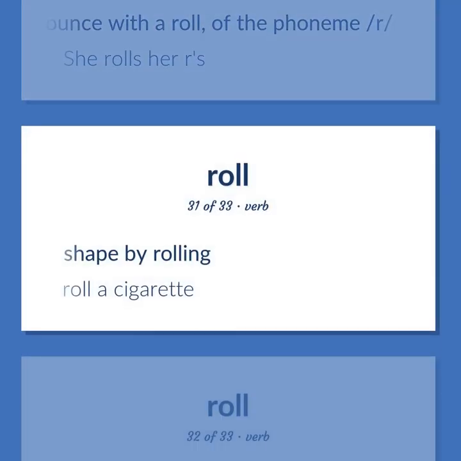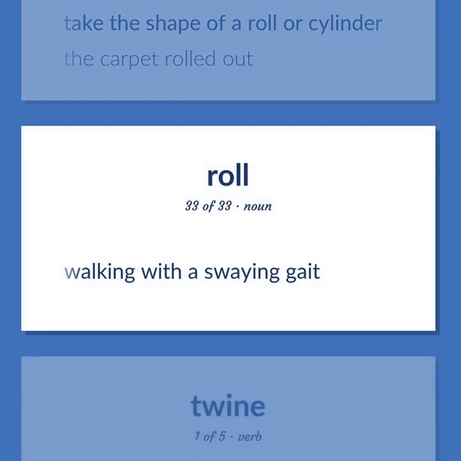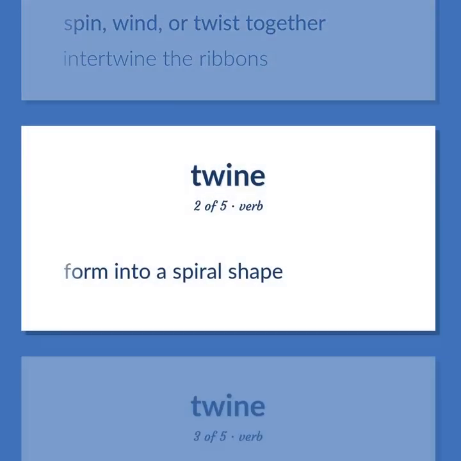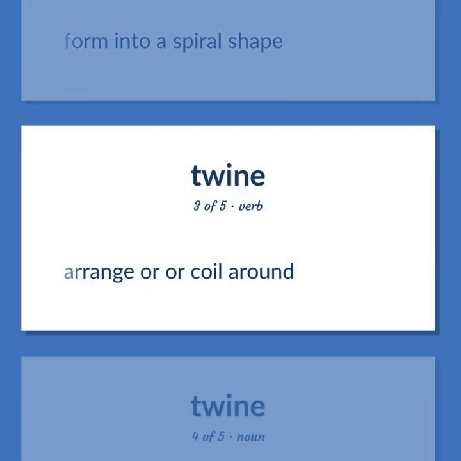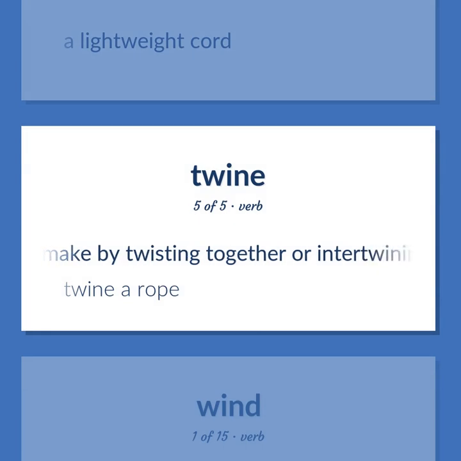Shape by rolling. Roll a cigarette. Take the shape of a roll or cylinder. The carpet rolled out. Walking with a swaying gait. Spin, wind, or twist together. Intertwine the ribbons. Form into a spiral shape. Arrange or coil around. A lightweight cord. Make by twisting together or intertwining. Twine a rope.